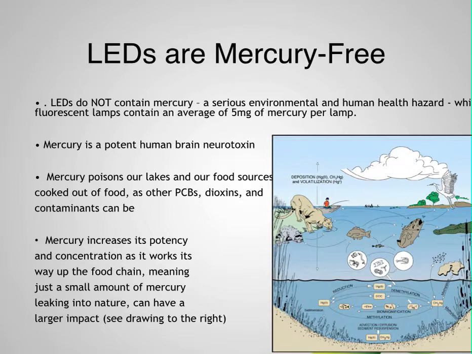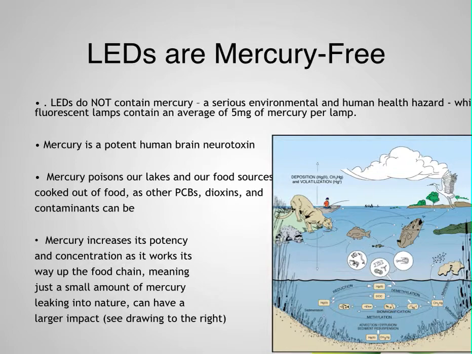LEDs are mercury free. They do not contain mercury, which is a very serious environmental and human health hazard. Fluorescent lamps contain an average of 5 milligrams of mercury per lamp. Let's talk about mercury a little bit. In my life, mercury is something that has affected the environment. It has assisted with global warming, and it's probably caused other issues within our country and around the world. So let's talk about this.